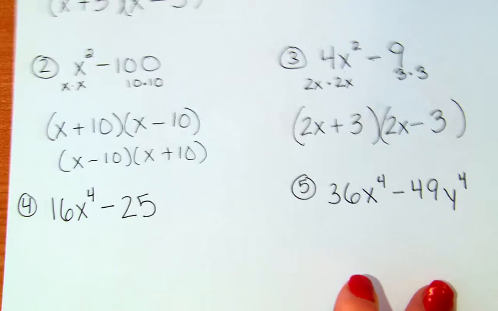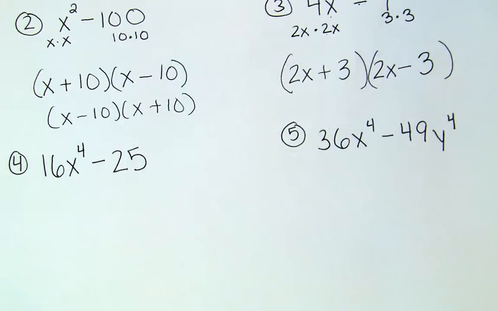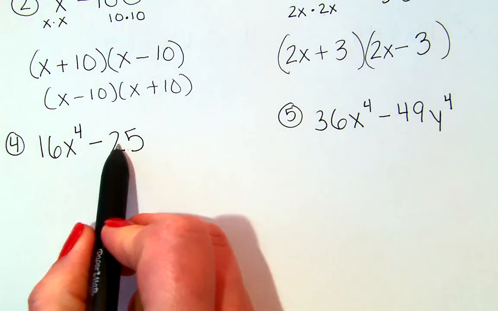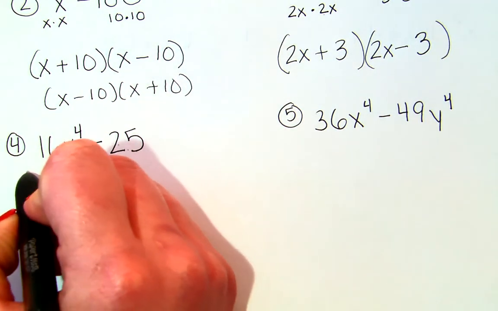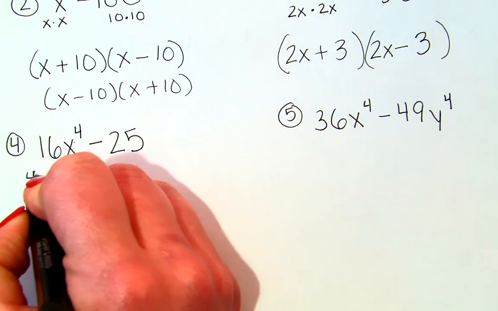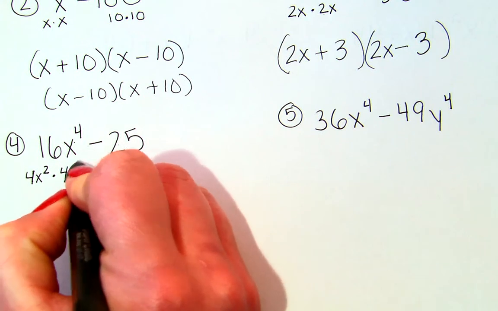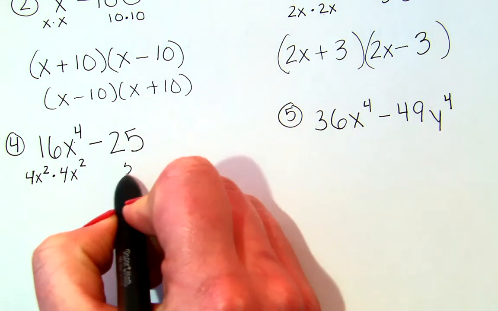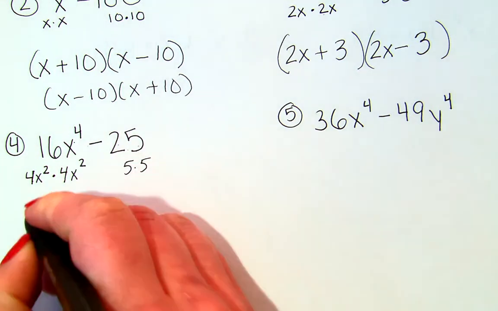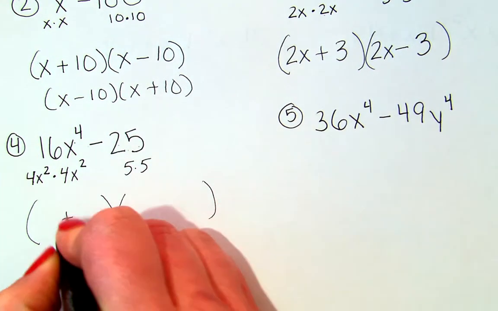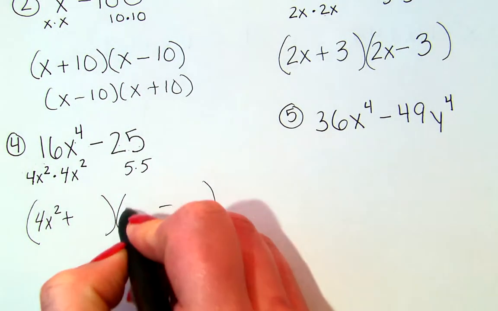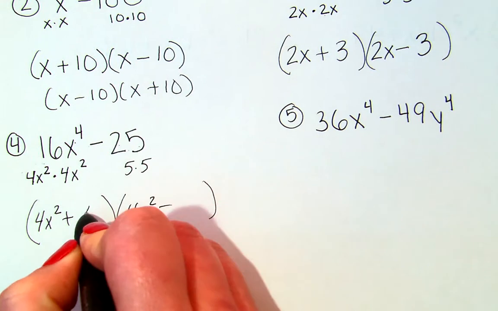So let's take a look at example number 4. Okay, for number 4, we have 16x to the 4th and 25. This is a difference, two terms, both are perfect squares, because two numbers that make 16 are 4 and 4. And what makes x to the 4th is x squared times x squared. And two numbers that multiply to 25 are 5 and 5. Again, identical factors for both. Now I set up my parentheses. One gets a plus, one gets a minus. Our entire term 4x squared goes to the front for both sets of parentheses. And then we place our 5 at the back.